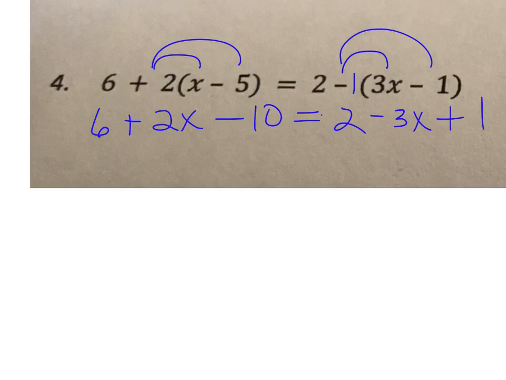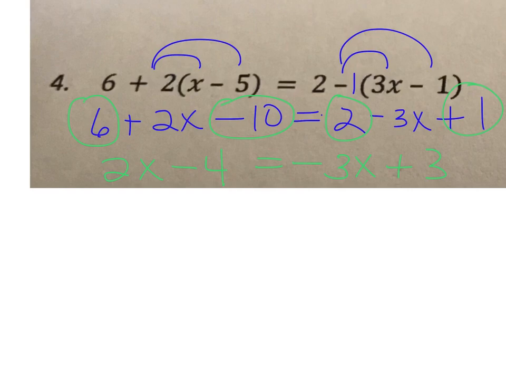Okay, again, I have no fractions, so I'm going to look at both sides and see if I have anything that I can combine. So on the left, I've got a 6 and a negative 10. So that's negative 4. So I have 2x minus 4 on the left. On the right-hand side, I've got a positive 2 and a positive 1 and a negative 3x. So that gives me negative 3x, and then 2 and 1 give me plus 3.